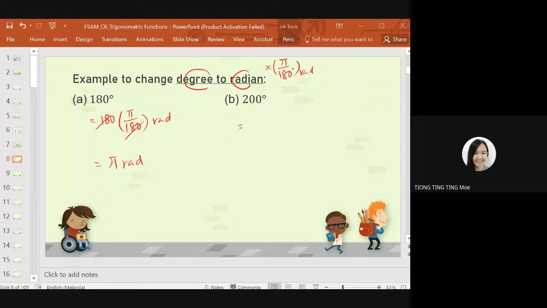And now I go to the second one, 200. Can you try and tell me your answer in the chat box? Everyone try. 200 equals how many radian? Any answer? Put your calculator aside and do it together, because if you don't do it, you will get sleepy.